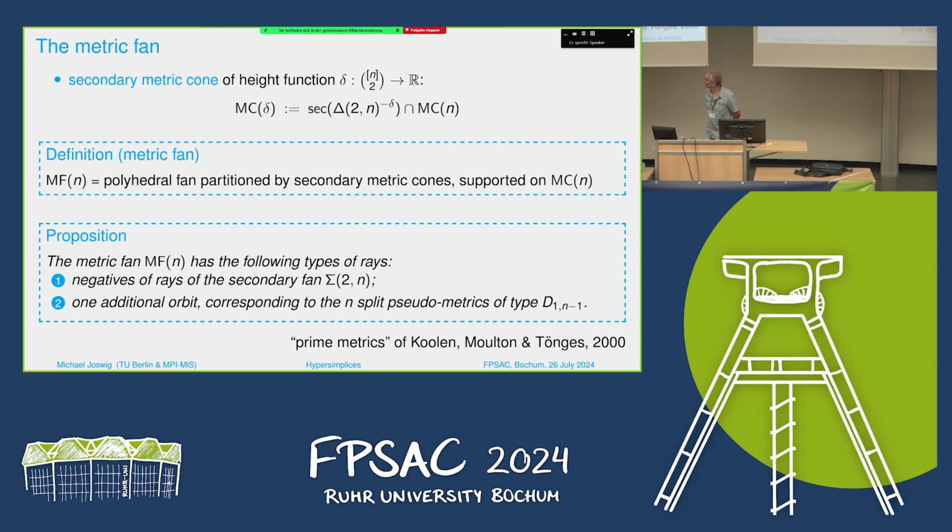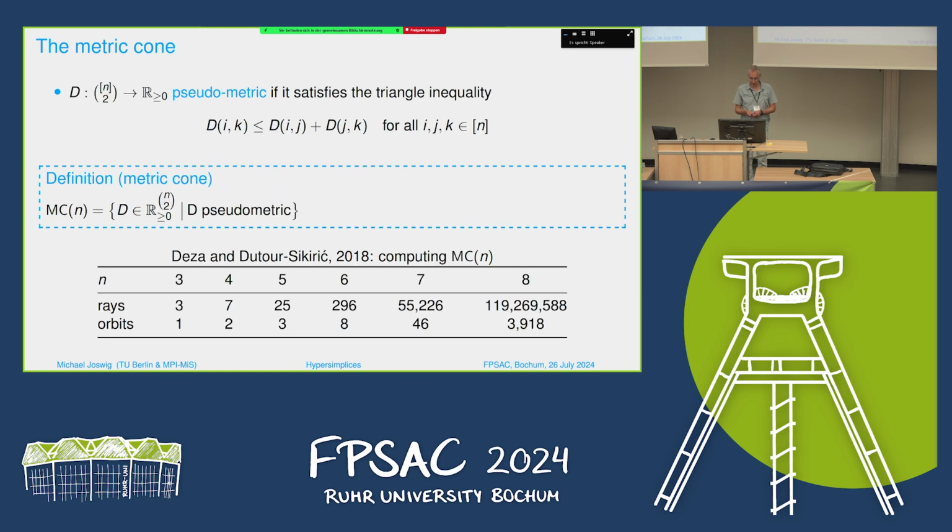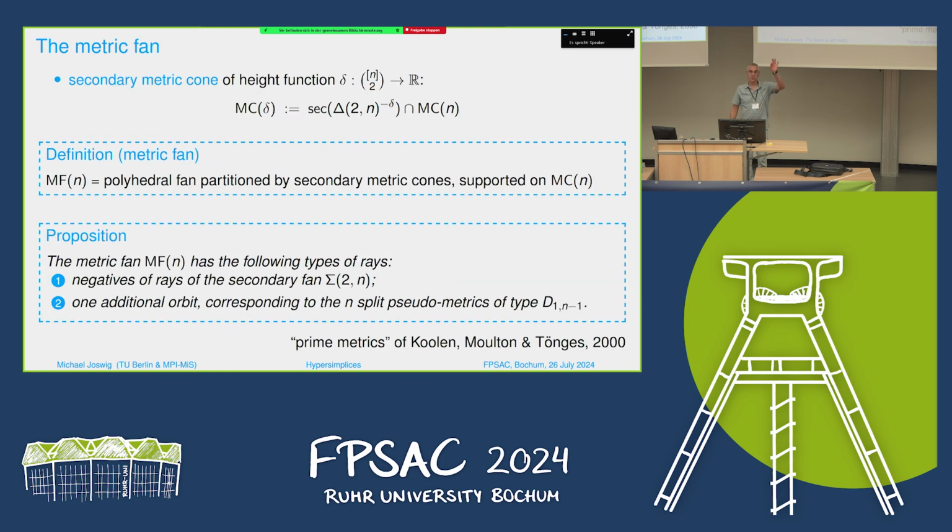So the rays of this polyhedral fan are just the negatives, because I'm always interpreting dissimilarity maps as height functions by passing to the negative. So negative of rays of the secondary fan. And then I have one additional orbit corresponding to the linearity space, which also occurs as the splitting of one label from all the remaining ones.